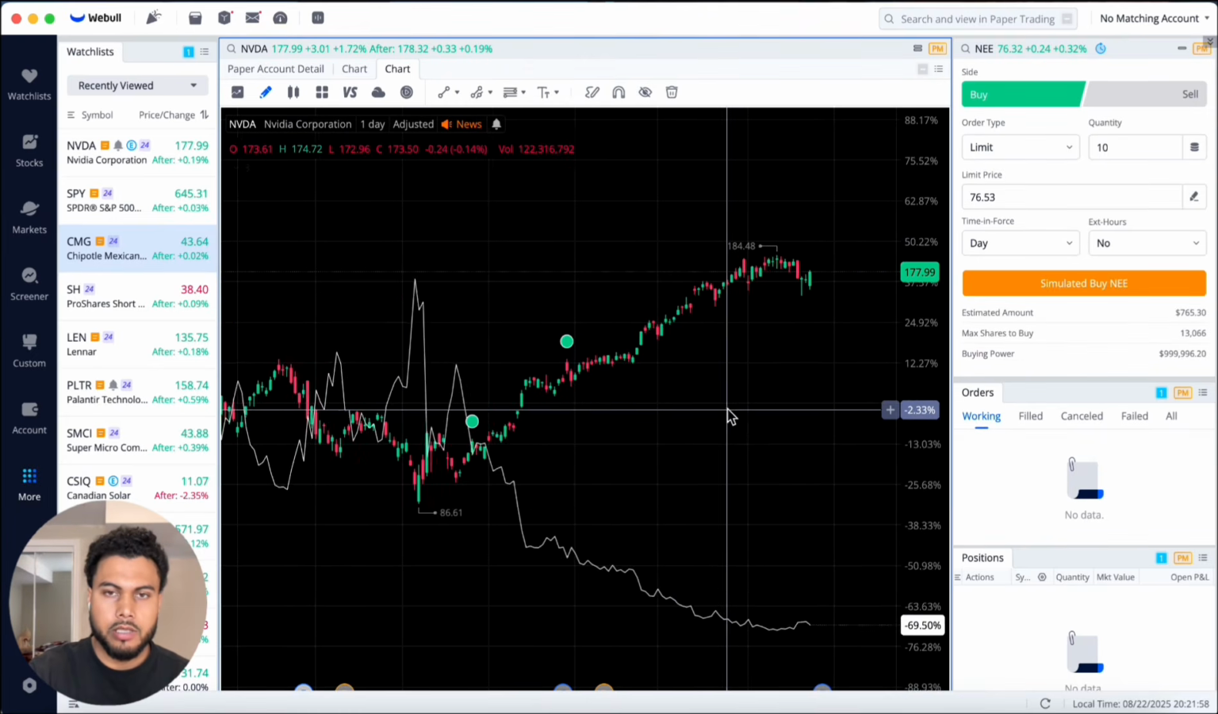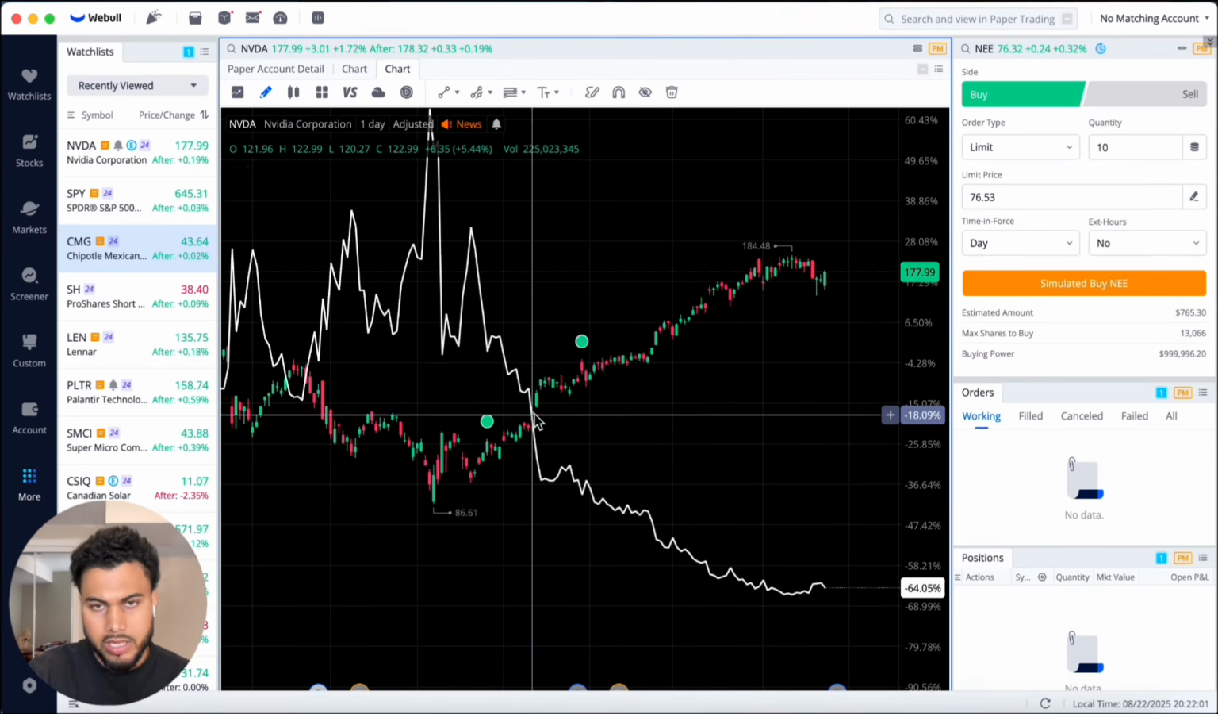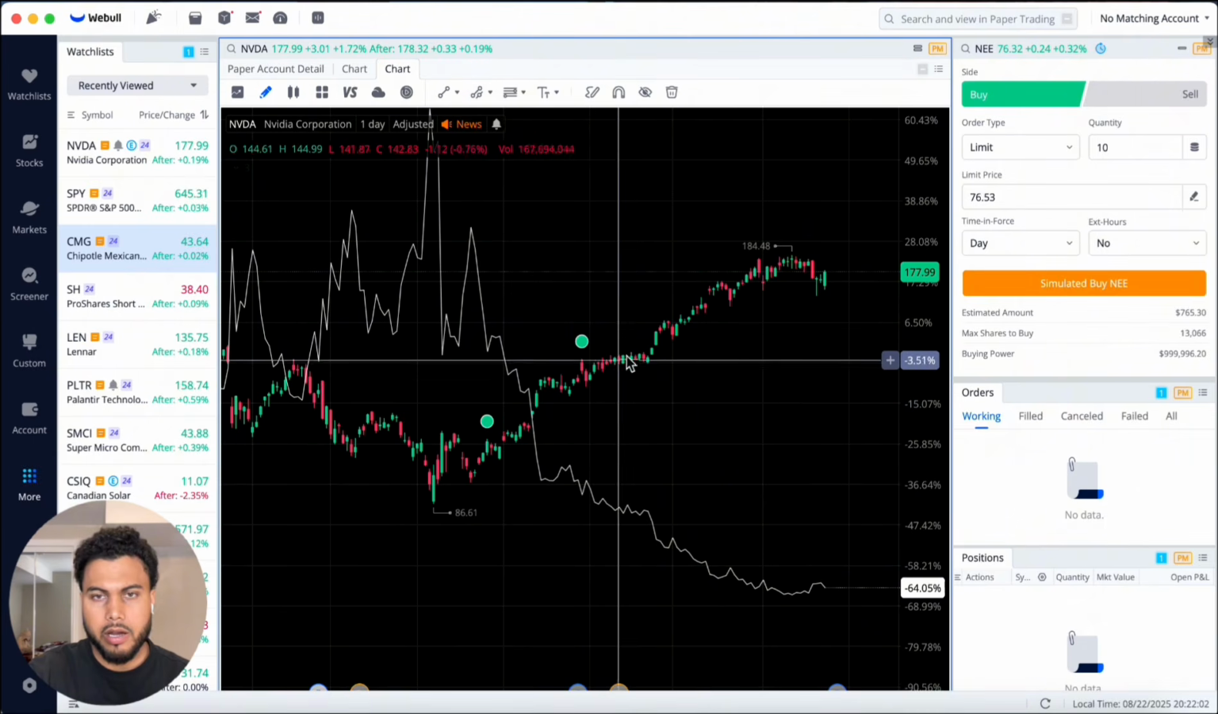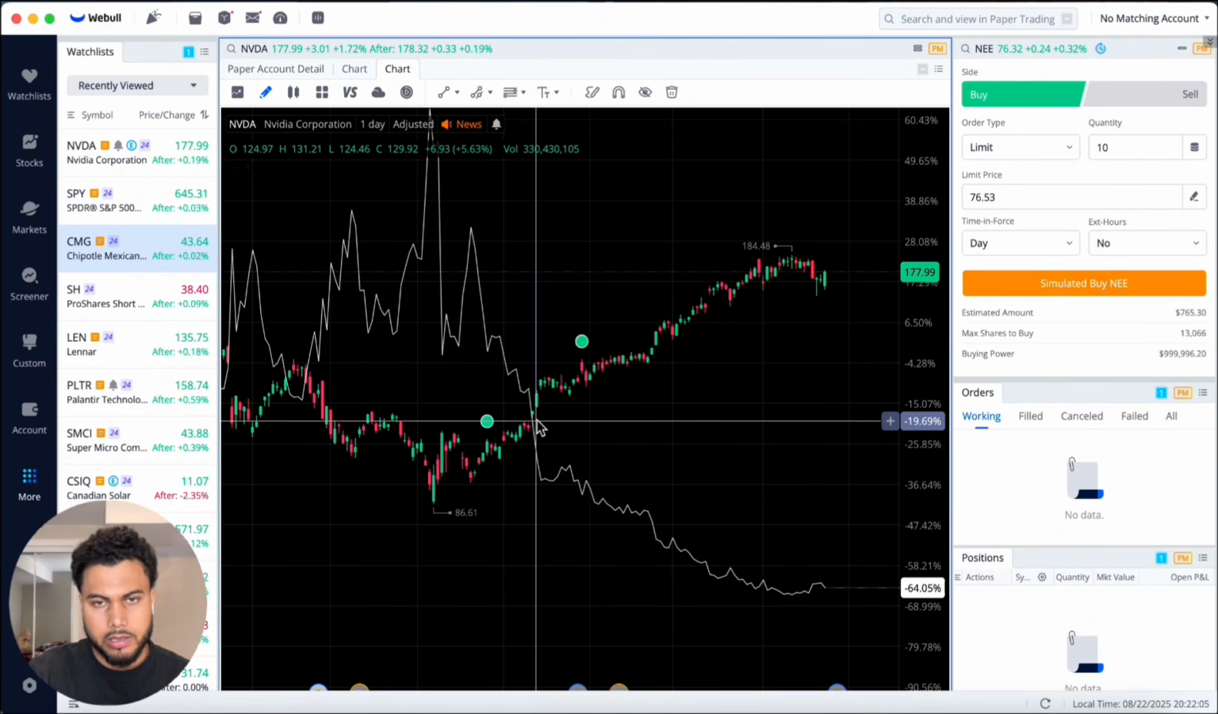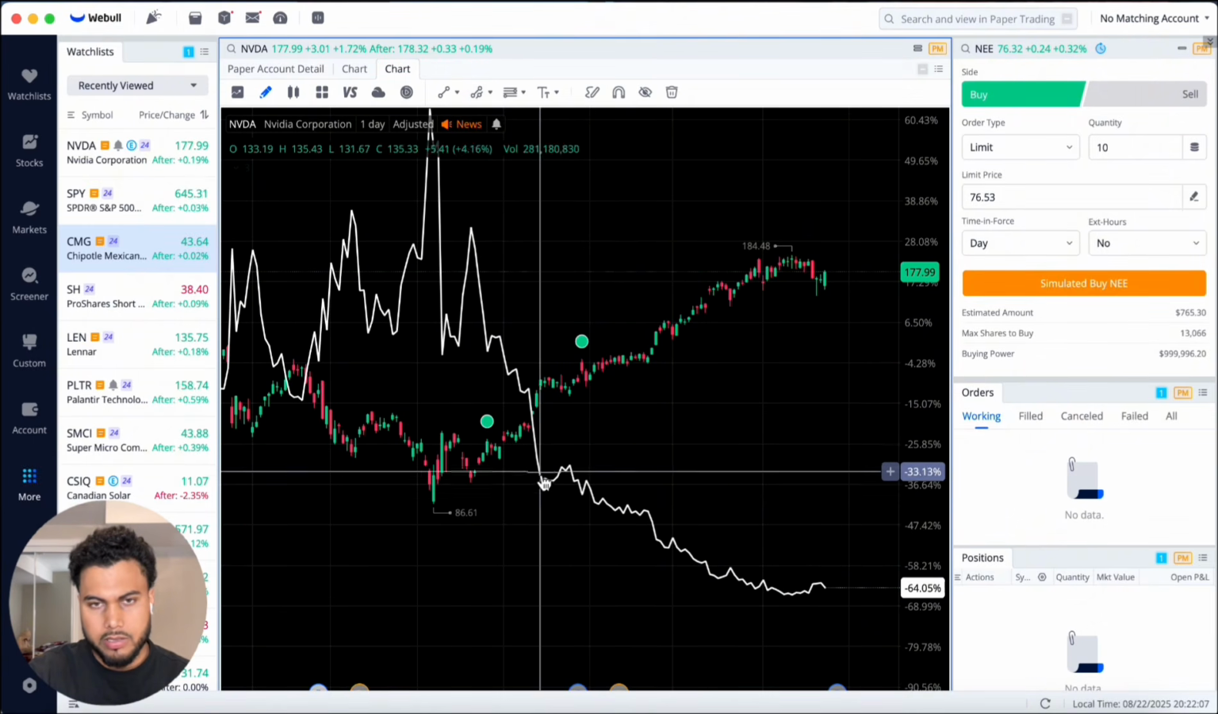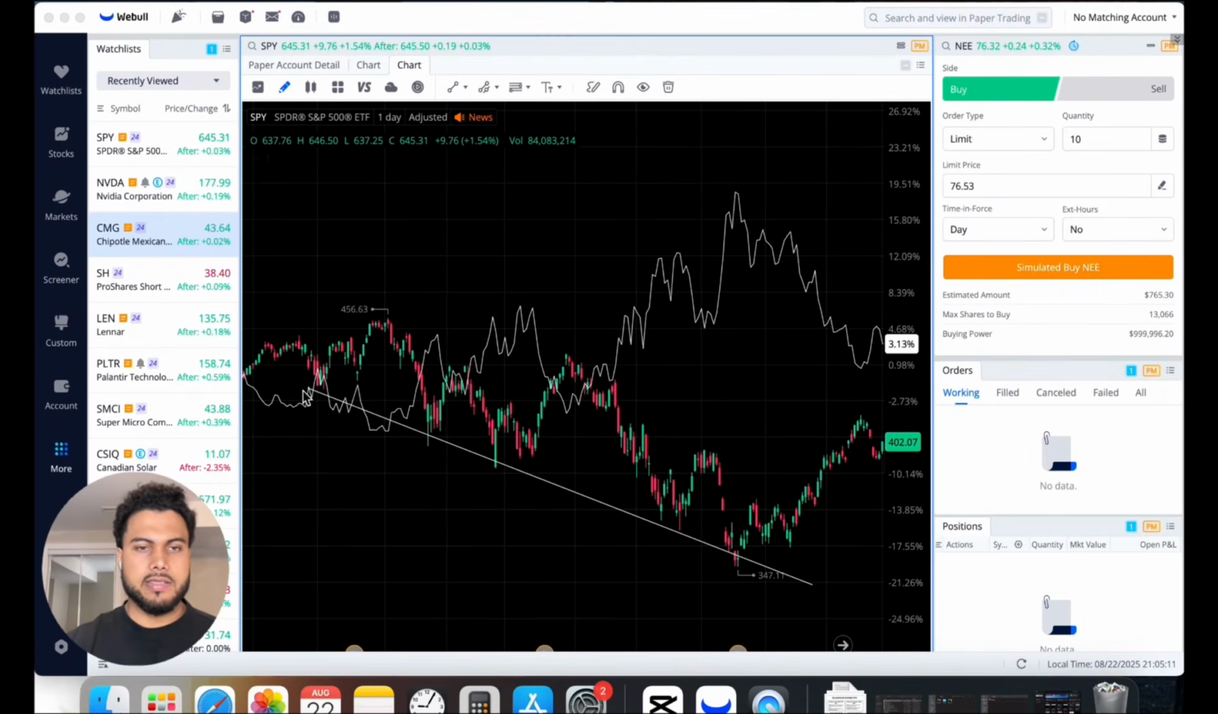So you can clearly see that when Nvidia is going up and making higher highs and higher lows, its inverse ETF is going down and making lower highs. And here is a live example of how we can benefit from these inverse ETFs. This is SPY and it is in a clear downtrend. It is making lower lows and lower highs.